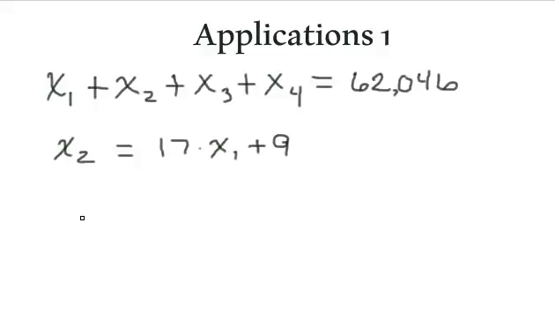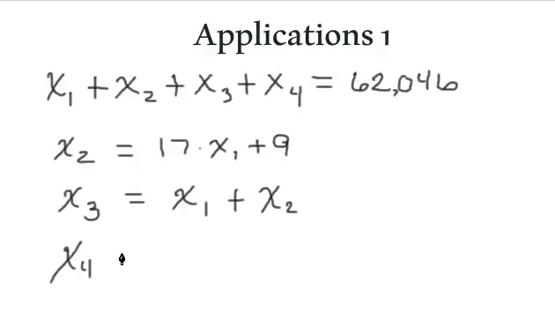Alright, the third integer, x of 3, is the sum of the first two. So we could say that it's the sum of x of 1 and x of 2, the sum of both of them. And the fourth integer, let's find that relationship, is 16 times the third integer. So that would be 16 times x of 3, not x of 6.